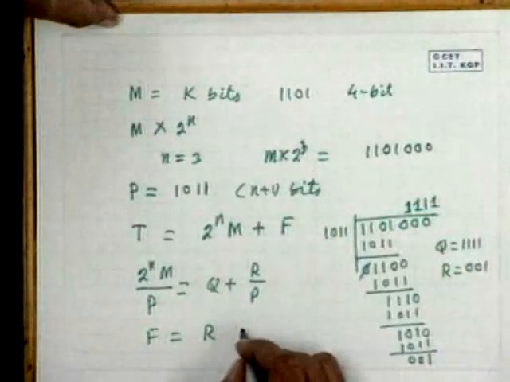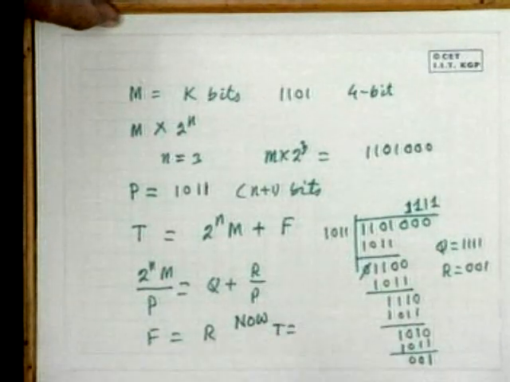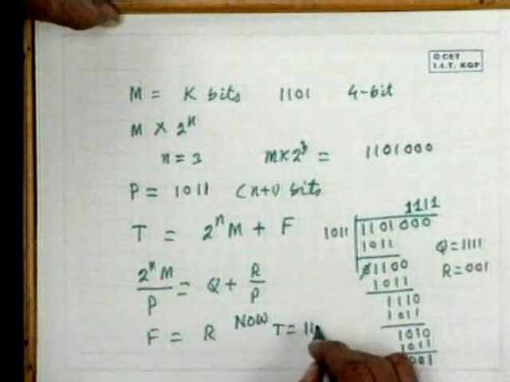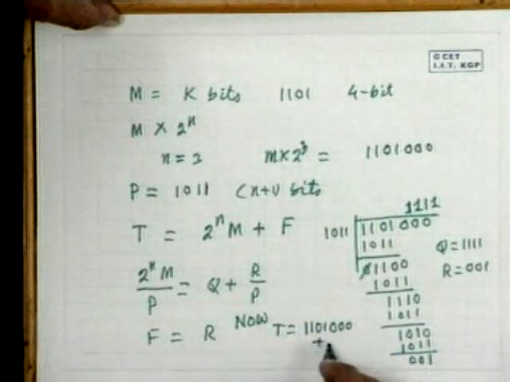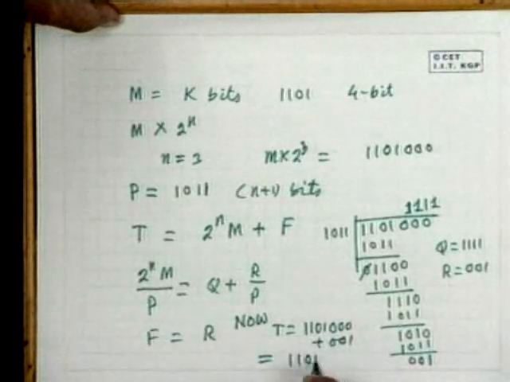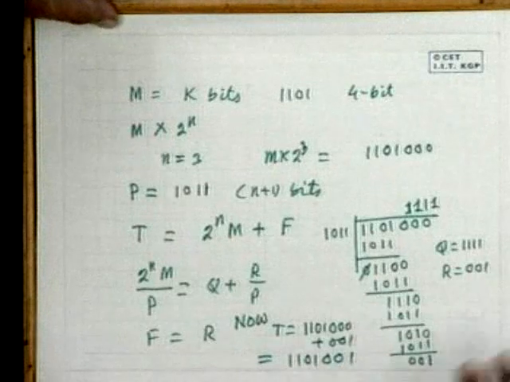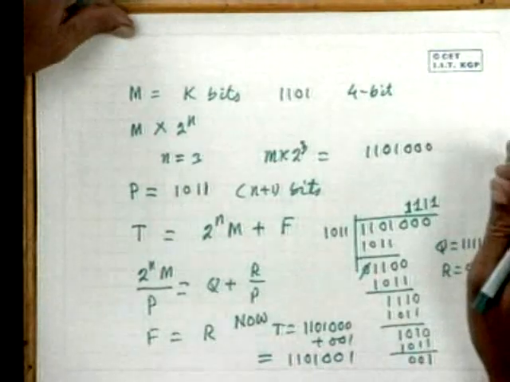Now t is equal to 1 1 0 1 0 0 0 plus 0 0 1. So we get t is equal to 1 1 0 1 0 0 1. So this is the bit pattern which has to be sent by the transmitter.